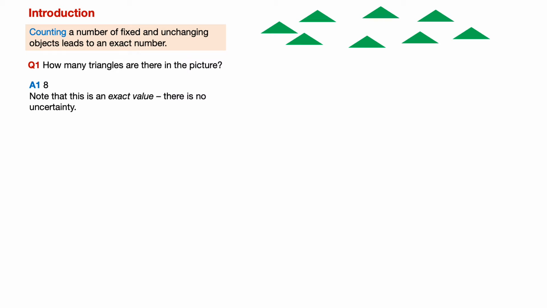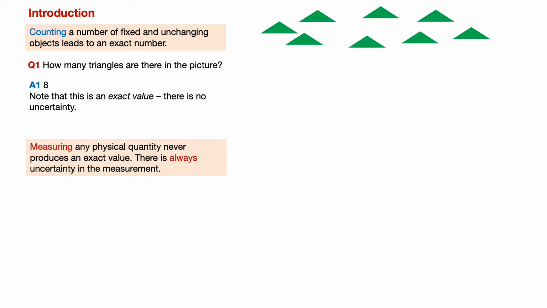Note then that this is an exact value. There is no uncertainty in that number 8. There's no possibility that there are 7 triangles or 9 triangles. There are exactly 8. No uncertainty in counting. In physics, of course, we spend far more time measuring physical quantities rather than counting objects. And when we measure a physical quantity, we never produce an exact value. It's impossible. There will always be uncertainty in our measurement.